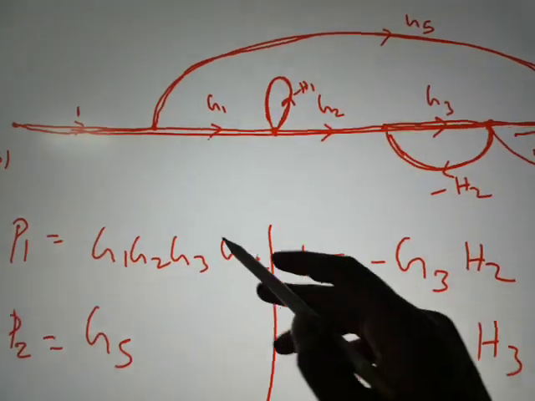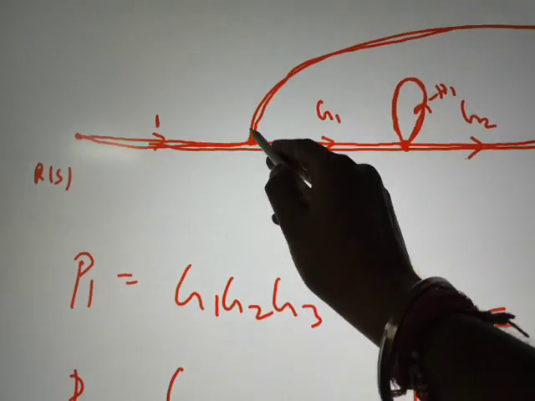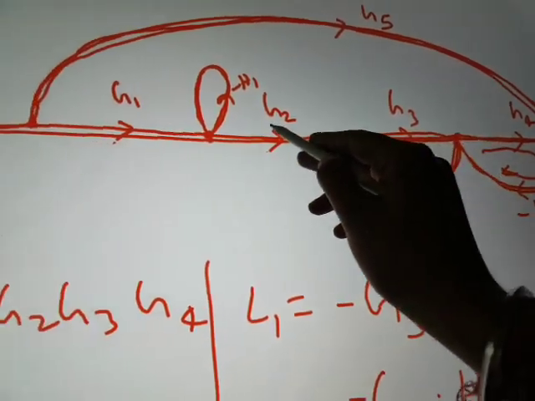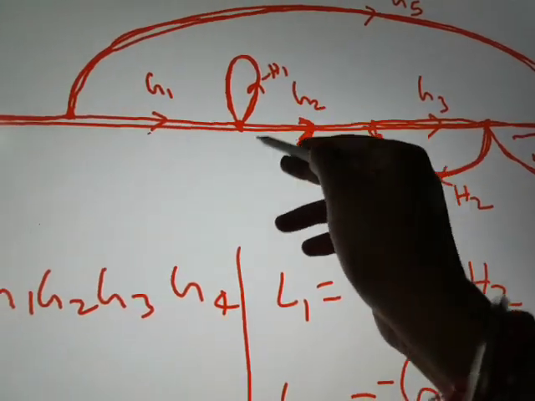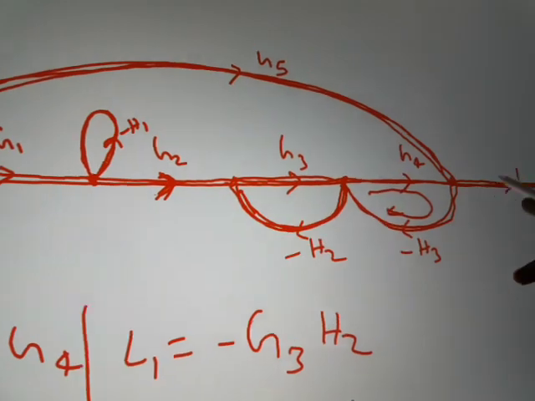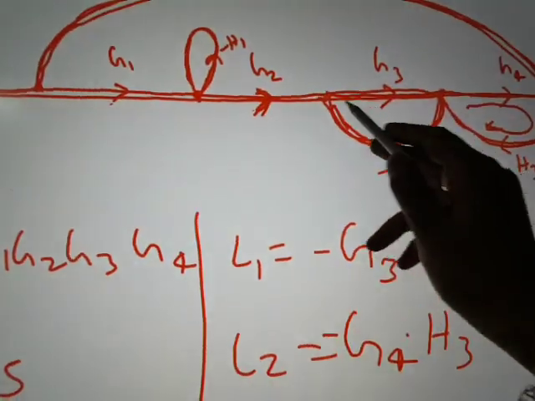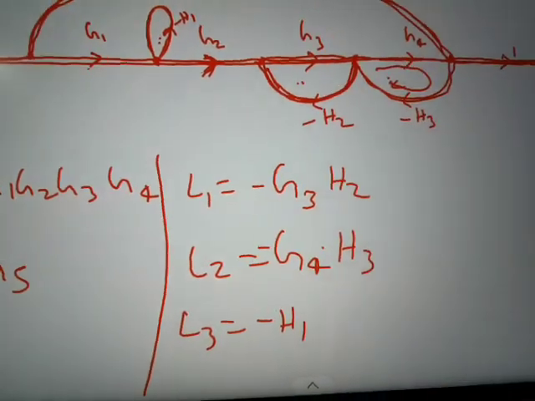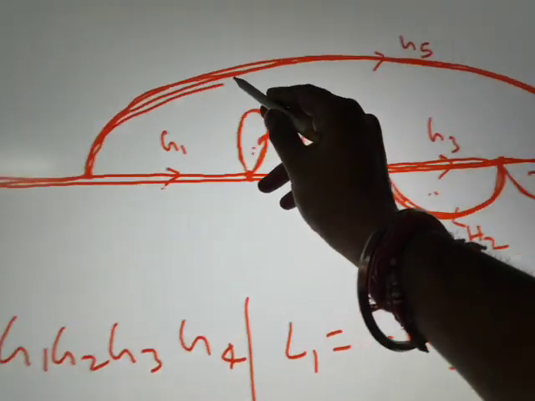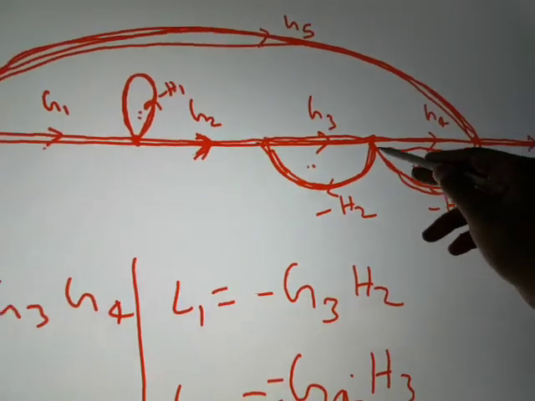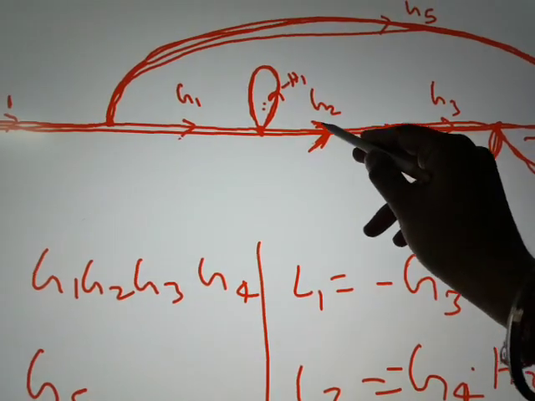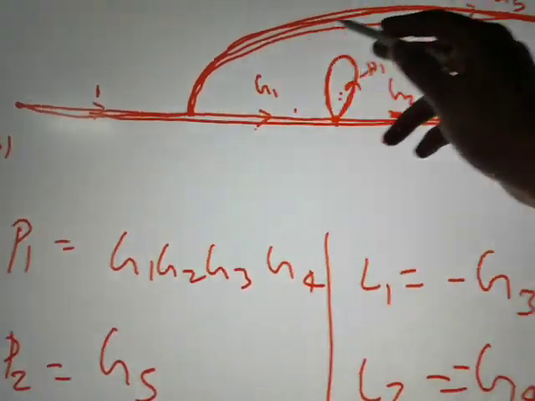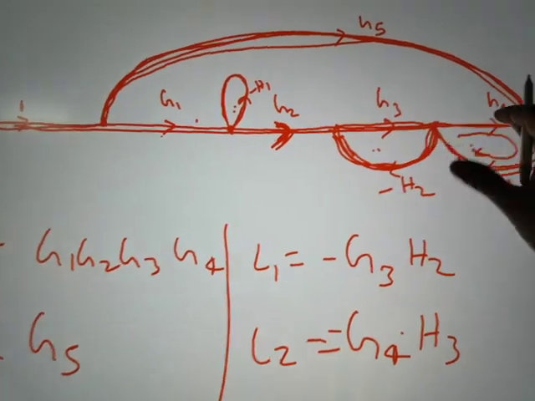Now if we start from this node and try to come back, the arrow sign is in this direction, we cannot go in the other direction, so this will not be another loop. So we have only these loops, only 3 loops. If we start from here and go through the arrow direction, but we try to come back in the opposite direction, this is not a valid loop. So we have only 3 loops.